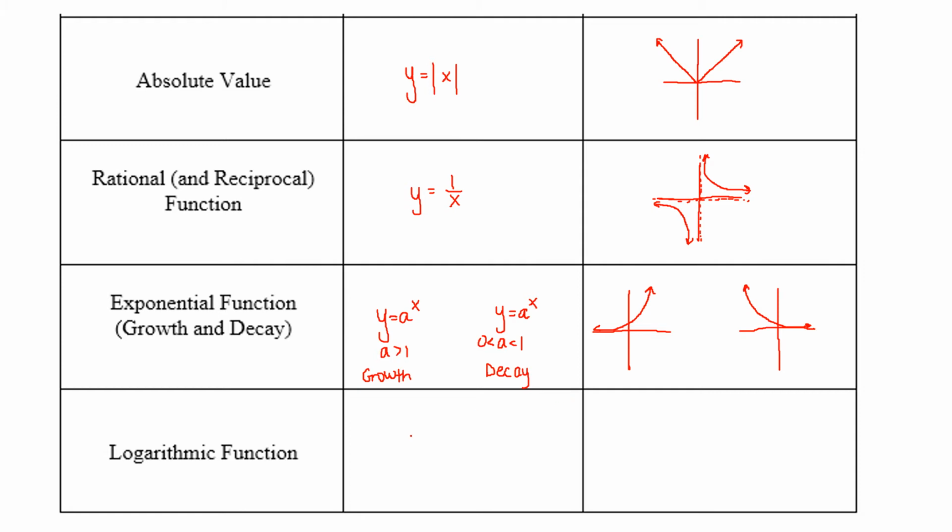And then our logarithmic function, we talked about two different types of logs. We have log of x or natural log of x. The general shape of both of those is exactly the same. Logarithms are the inverses of exponentials. So since the exponential had a horizontal asymptote, this one will have a vertical asymptote. And it looks a little bit like that.